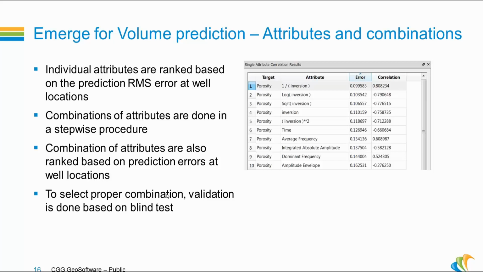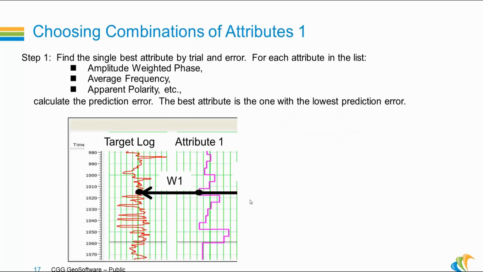So let's go for the selection, the combination. Suppose we have 3 attributes to be used, and each single attribute will be ranked, and the most appropriate one, which has the least error, will be used as the first attribute. For example, say we have this amplitude weighted phase coming from seismic data, average frequency, again coming from seismic data, apparent polarity, etc. It can be inversion results, it can be an AVO attribute. So attribute 1 is selected because it's giving us the least error, so the weight will be applied to that to predict the target log. So this will be our first attribute.